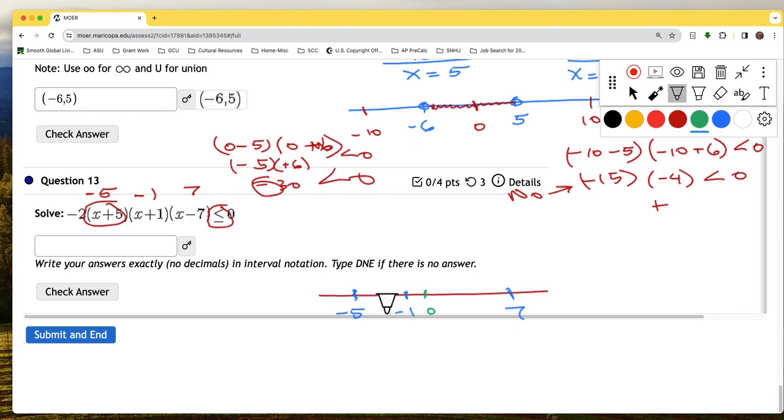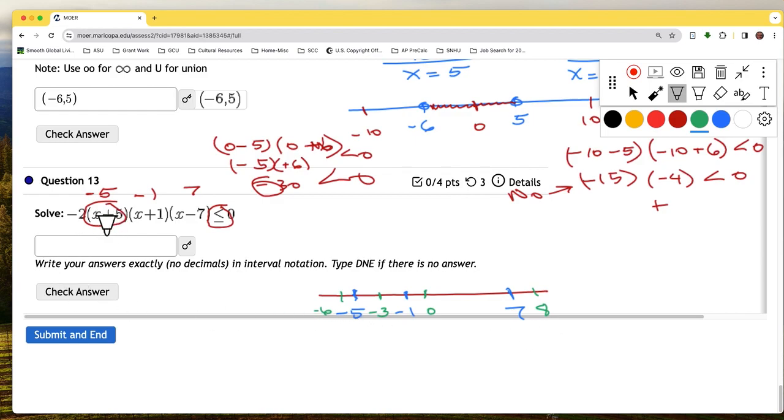Again, you can choose any number you want. How about -3? And then we need one less than -5. Again, anything you want. You could do -6. Let's just check -6. And then we need to check the region that's bigger than 7. 8. Why not? And again, you could have chosen 10, whatever numbers you want to work easily with.